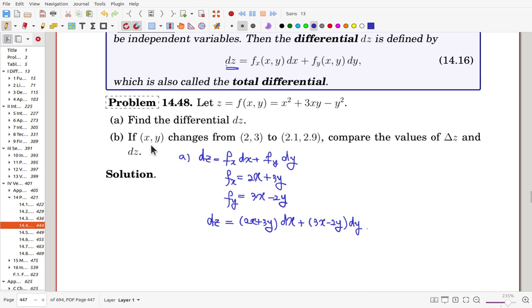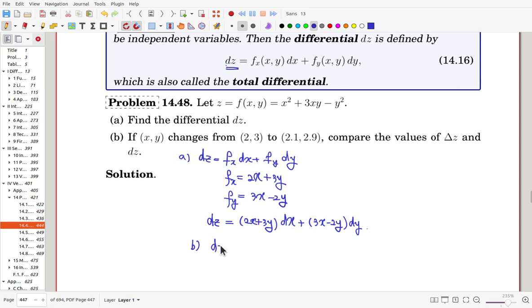If x, y changes from 2, 3, so that will be x and y, to 2.1, 2.9, the change in x will be delta x, and the change in y will be delta y. Compare the values of delta z and dz. Okay, part B.